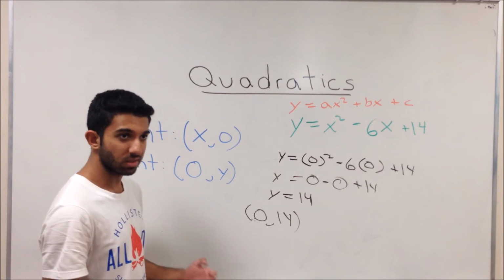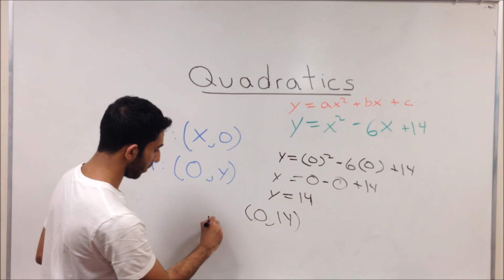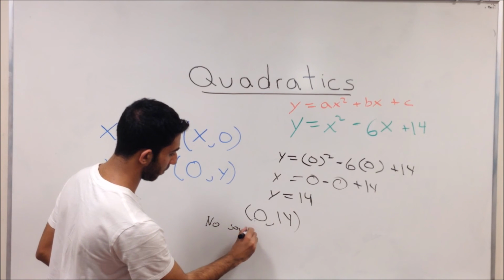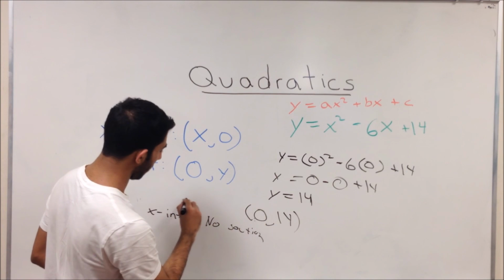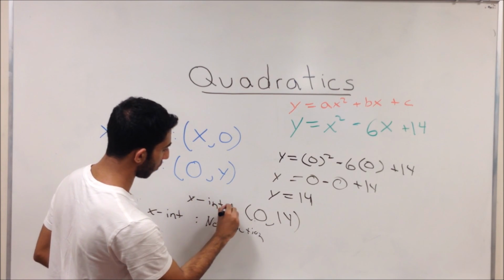When it asks you for your x-intercept, you will basically put no solution for your x-intercept, and for your y-intercept, your coordinates will be 0, 14.